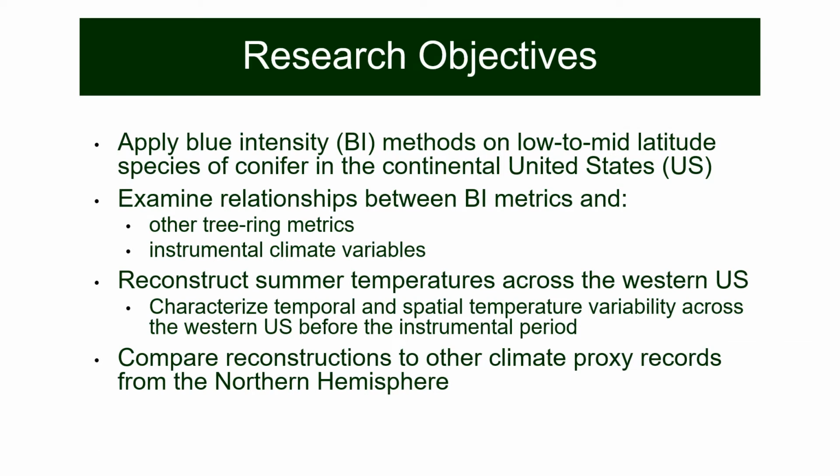For my dissertation research, I was interested in experimenting with and applying blue intensity methods on high elevation conifers across low to mid latitudes of the United States for the purposes of dendroclimatology. With this work, I aimed to examine BI metrics themselves, as well as the relationship between BI and other tree ring metrics, and BI and climate variables. Ultimately, as you will see in the following slides, I was able to use BI to reconstruct summer temperature variability back through time across multiple regions of the United States.